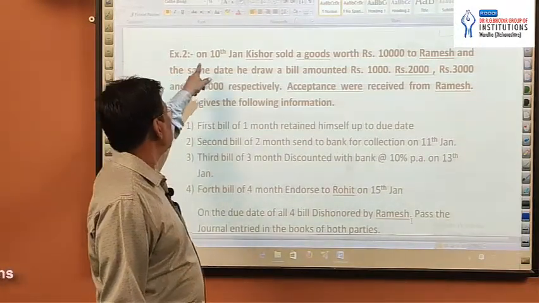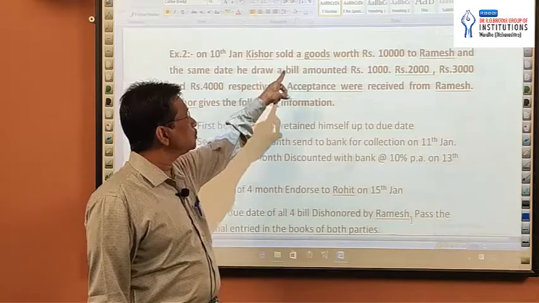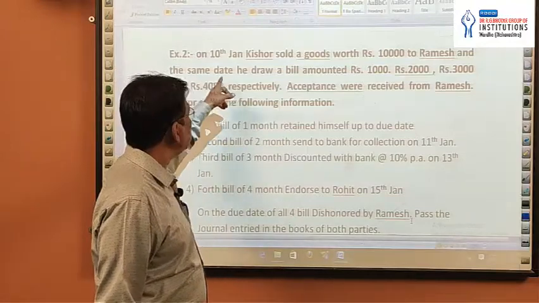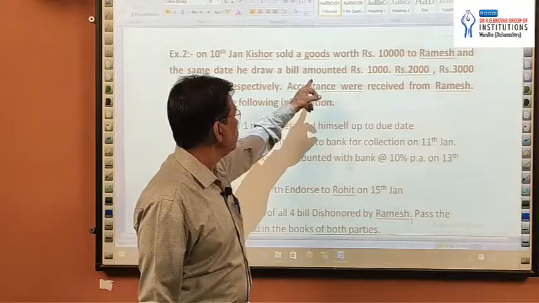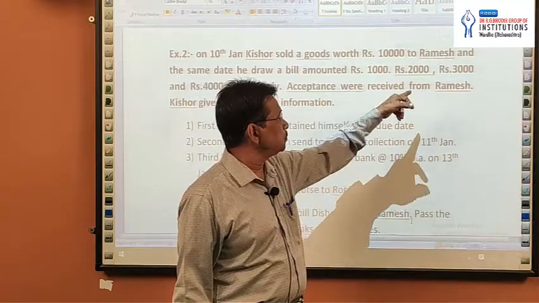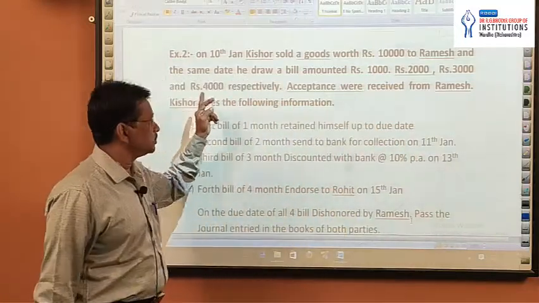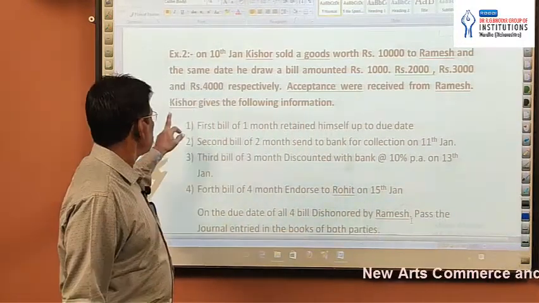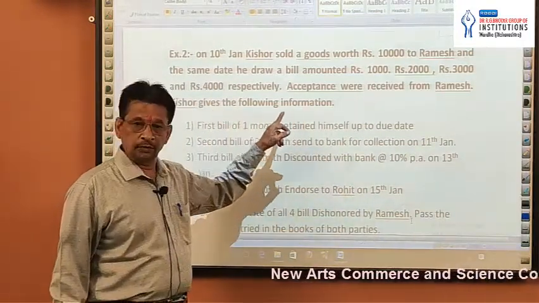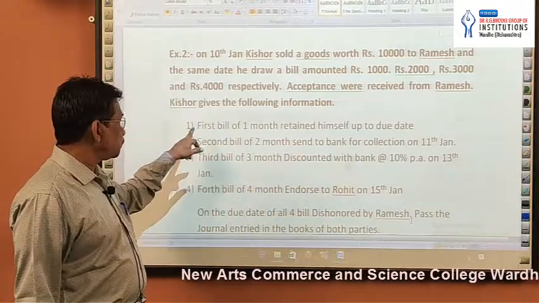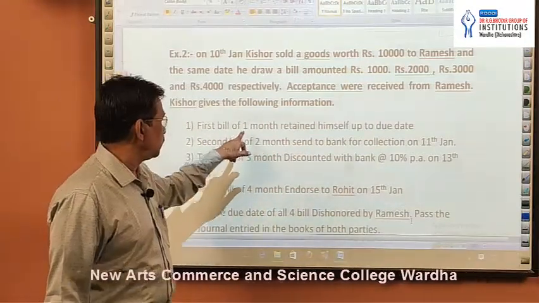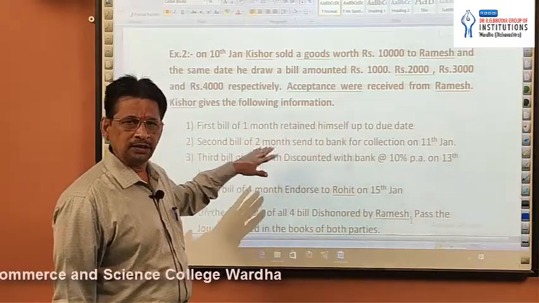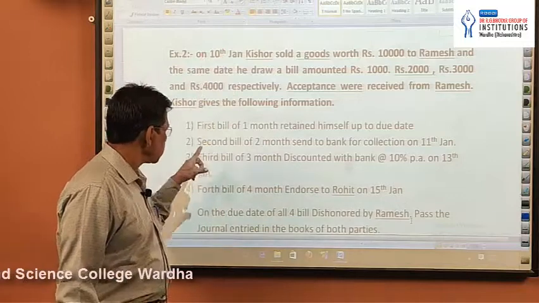So check the example. On 10th January, Kishore sold goods worth 10,000 to Ramesh, and on the same day he drew bills amounting to rupees 1,000, 2,000, 3,000 and 4,000 respectively. Acceptances were issued by Ramesh, and Kishore gives the further information as under. The first bill's period is 1 month, retained himself up to the due date. Same transaction repeated as in the first example.